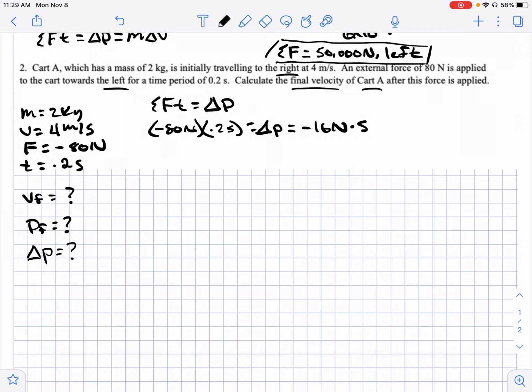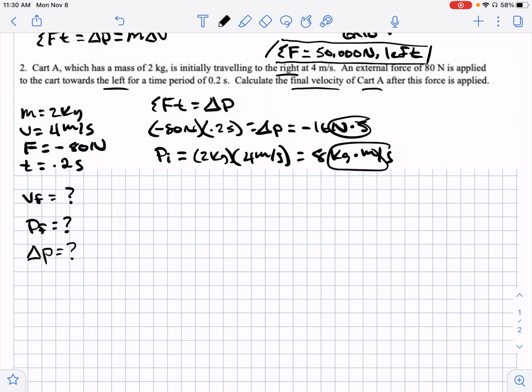Now that I know my change in momentum, we can go in and solve for that final momentum. Now, first, let's find the initial momentum. The initial momentum, we had 2 kilograms times the initial velocity, which was 4 meters per second. So we had 8 kilograms times meters per second. Now, remember, newtons times seconds and kilograms times meters per second, that's the same thing, right? It's the same unit.